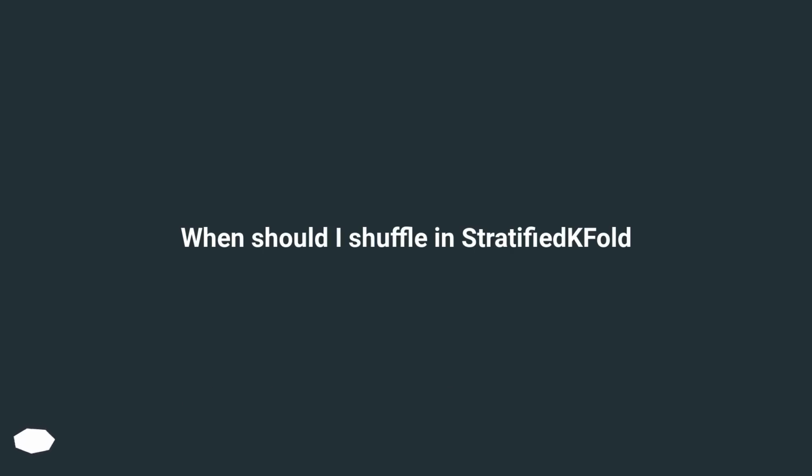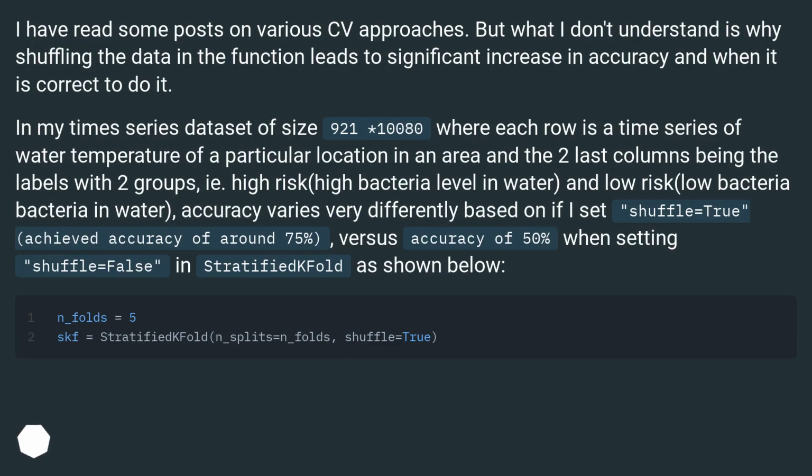When should I shuffle in StratifiedKFold? I have read some posts on various CV approaches, but what I don't understand is why shuffling the data in the function leads to a significant increase in accuracy and when it is correct to do it.